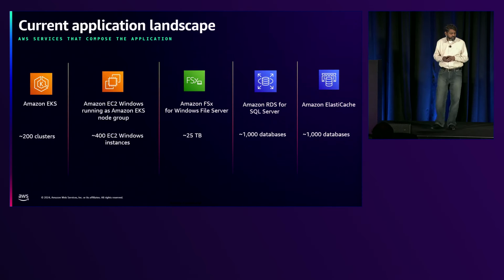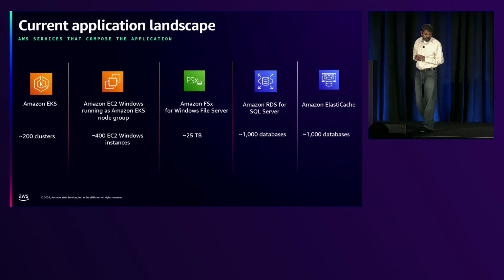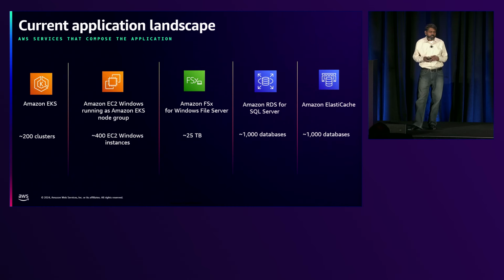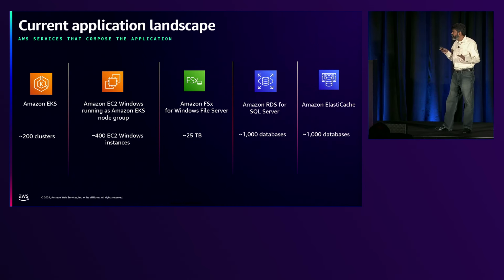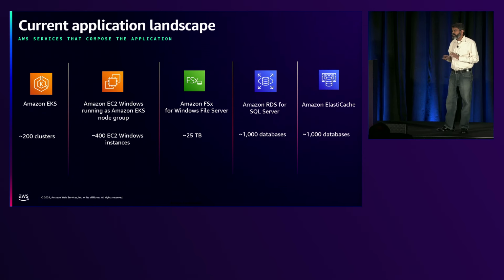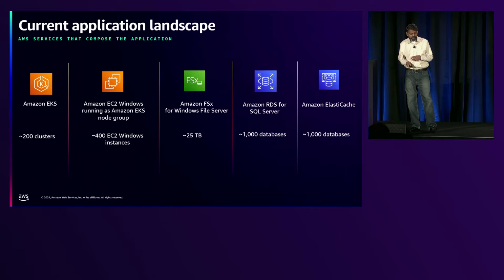So this is my current landscape. As I speak, we have more than 200 EKS clusters with more than 400 Windows instances. And there is FSx, the file system used. At this moment, it has more than 25 terabytes. And a lot of RDS SQL Server instances, which have more than 1,000 databases. And then Amazon ElastiCache with more than 1,000 databases. Not only these services, but we use many services that can be seamlessly integrated with EKS. And that's the beauty of being in AWS. You can basically use all the services managed by AWS.